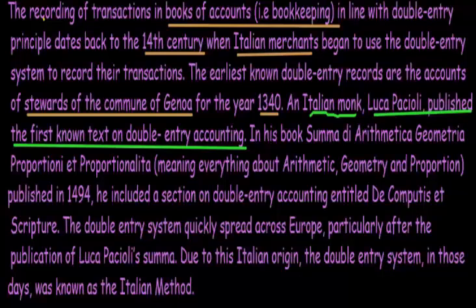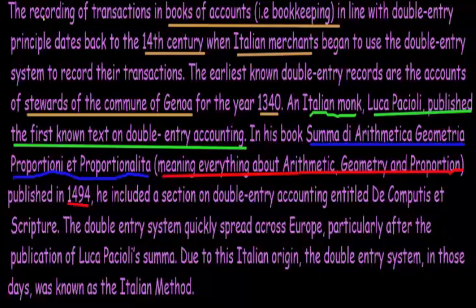In his book, Summa di Arithmetica, Geometria, Proportione et Proportionalita, meaning everything about arithmetic, geometry, and proportion, published in 1494, he included a section on double entry accounting entitled Computis et Scripturis. The double entry system quickly spread across Europe, particularly after the publication of Luca Pacioli's Summa. Due to this Italian origin, the double entry system in those days was known as the Italian method.